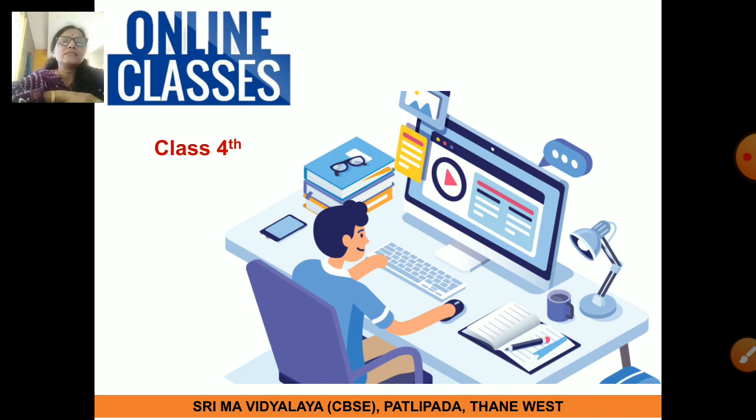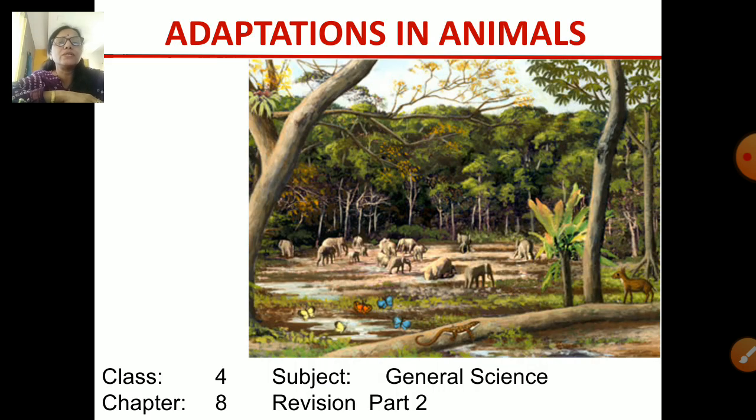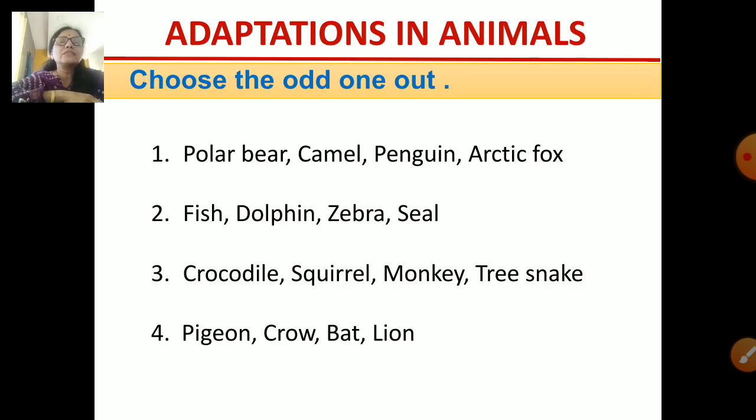This is science subject as you know. So today we are going to continue with the revision of adaptations in animals, right? And this is part 2. So we already discussed what is habitat, right? Here is one more exercise, or you can say activity, which we will solve first, then we will continue with our another concept, right? So here you have to choose the odd one out.